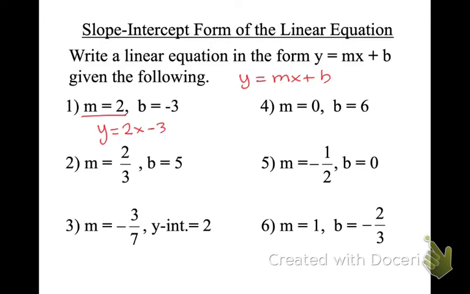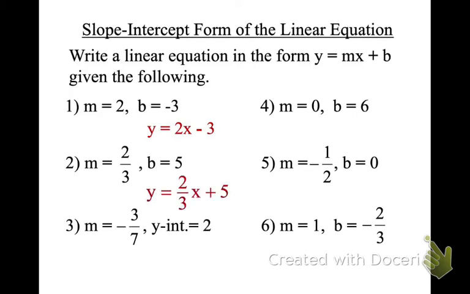All right, let's check our work. The next one should be y equals 2/3 x plus 5. Number 3 should be y equals negative 3/7 x plus 2. Number 4 is y equals 0x plus 6, so y equals 6. 0 times x equals 0. Right? One more time, it would be y equals 0 times x plus 6.